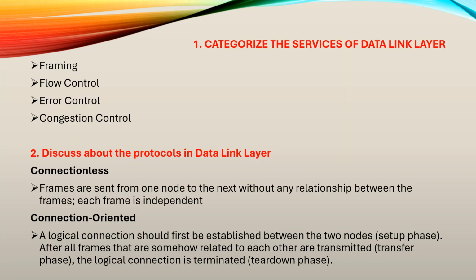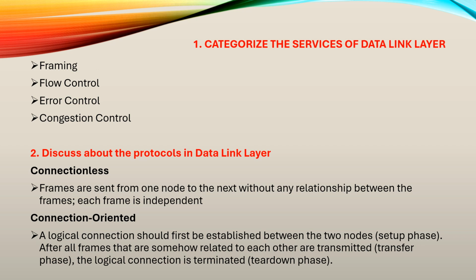First question, categorize the services of the data link layer. Module 2 of CN deals with the data link layer and the protocols used in it. The main services provided by the data link layer are framing, that is, in the data link layer the data that is transmitted is called frames, so how the data is framed is what framing deals with. And the services: flow control, error control, congestion control. These are the three controls that are provided.